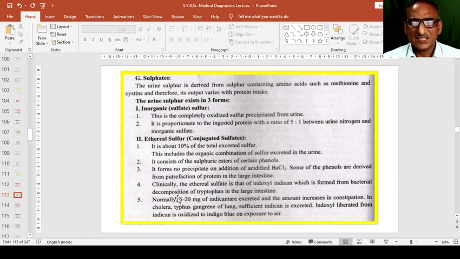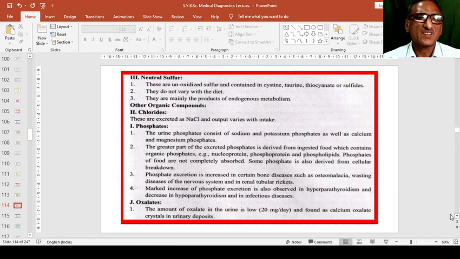Clinically, the ethereal sulfate is the indoxyl indican, which is formed from bacterial decomposition. Normally 5 to 20 milligrams of indican is excreted, and the amount is increased in constipation, cholera, typhoid, gangrene of the lungs, etc. So the next topic will be studied in the next lecture. We will conclude our lecture here.